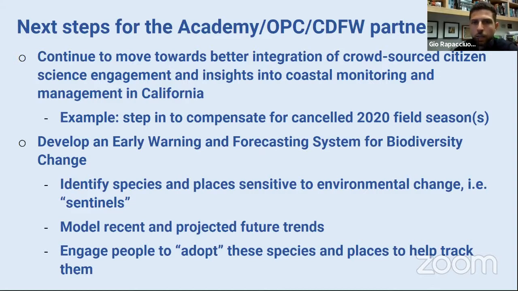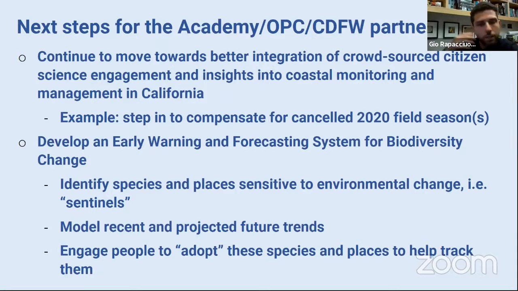This year, as you know, a lot of field work has been canceled to comply with shelter-in-place regulations, rightly so. But perhaps there's a way that single iNat users by themselves with some guidance can help compensate for gaps in certain places and for some species that we might not be able to observe or find otherwise.